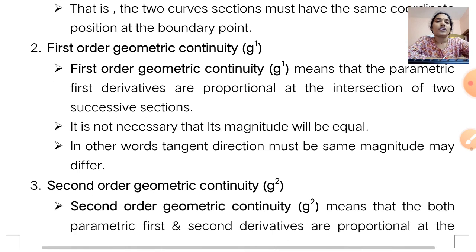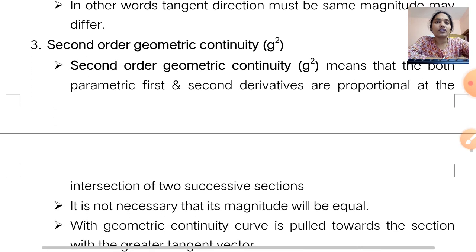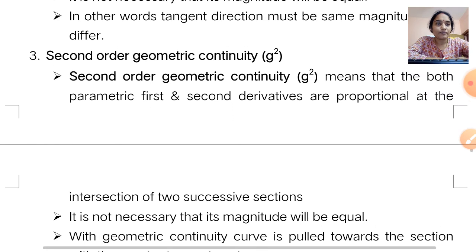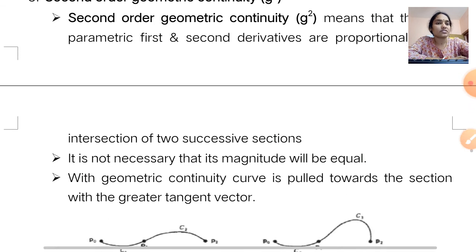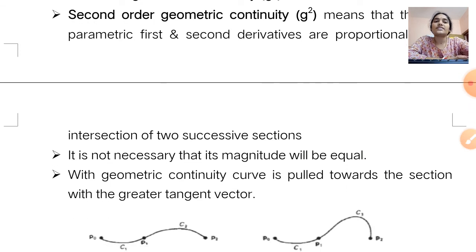Last one is second order geometric condition, also referred to as G2. In this condition, both the parametric first and second derivatives are proportional at the intersection of two successive sections. It is not necessary that their magnitudes are equal. This one also includes the first order geometric condition. With geometric continuity, the curve is pulled towards the section with the greater tangent vector.